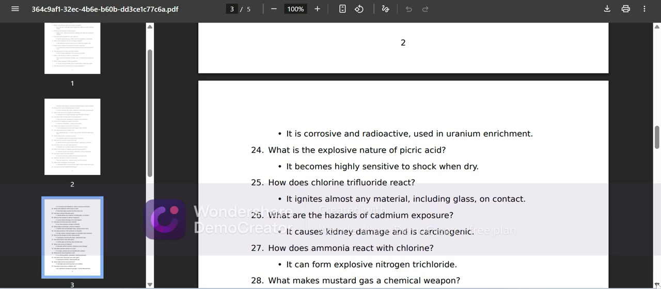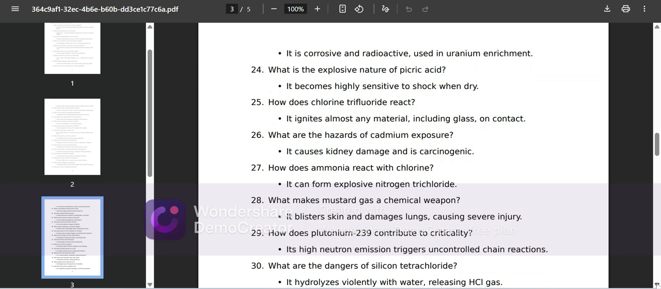How does chlorine trifluoride react? It ignites almost any material, including glass, on contact.